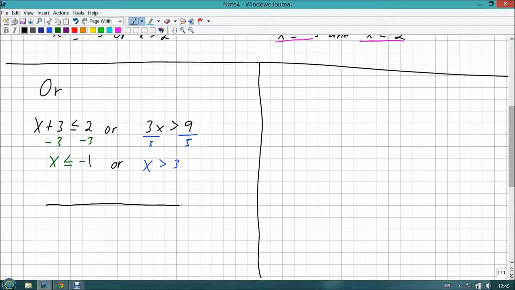Now I gotta graph it. So I put my number line down, and I have to get a -1 and a +3 in there. So I'm going to put a 0 right here.